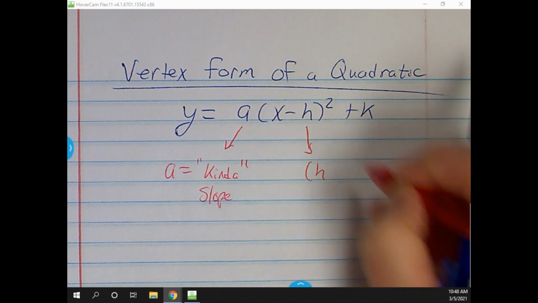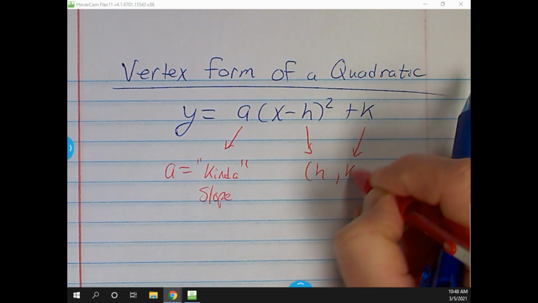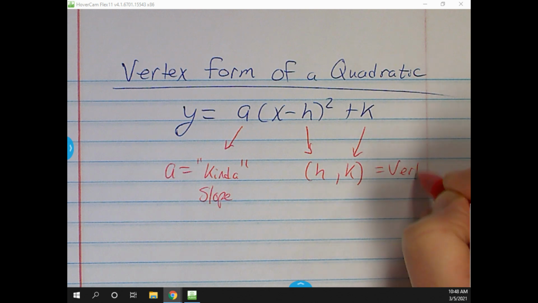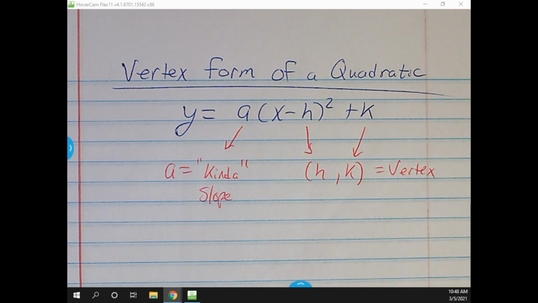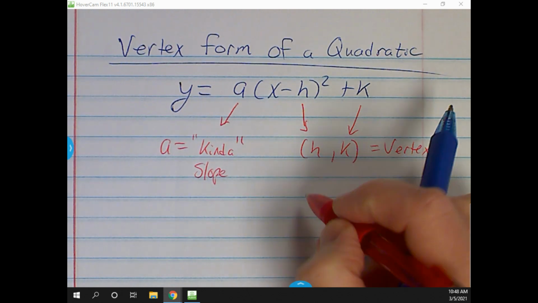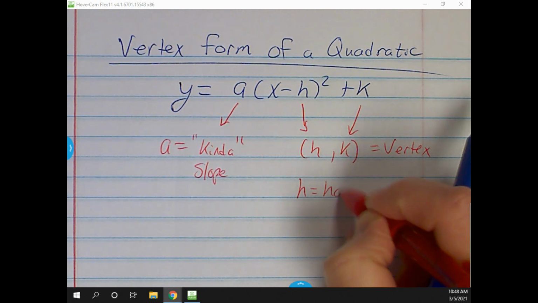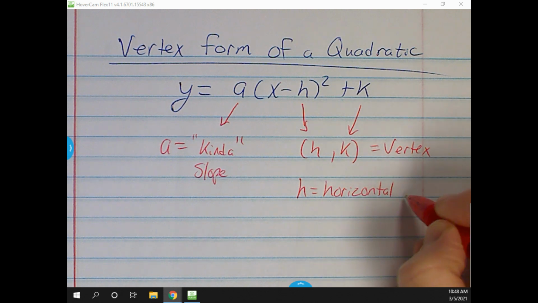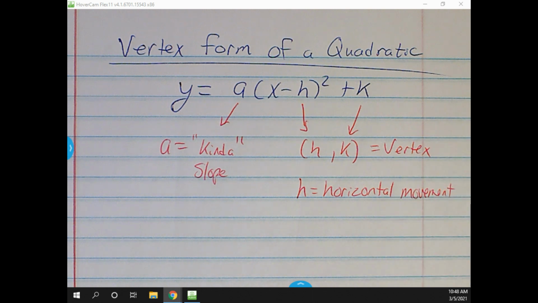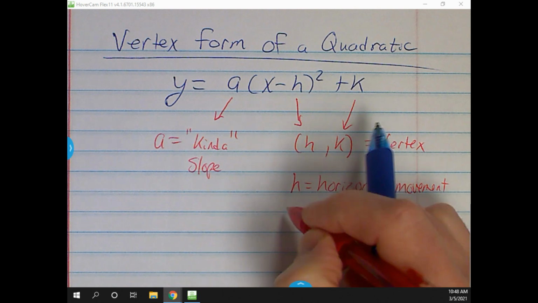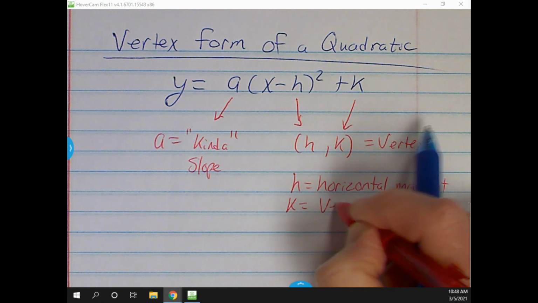The h value and the k value, you pull those two numbers out to get your vertex. So if you want to think about it this way, h is like your horizontal movement. That's where the h part of it comes from. And k, it seemed like to me it should be v for vertical, but k is like your vertical movement.